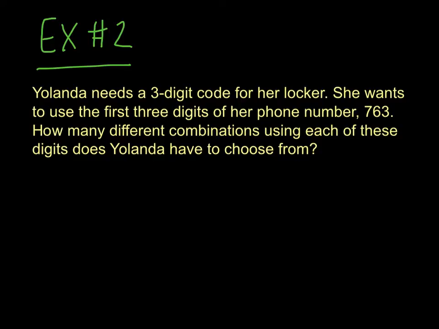Example 2. Yolanda needs a 3-digit code for her locker. She wants to use the first 3 digits of her phone number, 763. How many different combinations using each of these digits does Yolanda have to choose from? So let's go ahead and make a list. So we have our number, which is 763. So it could start with a 7, it could start with a 6, or it could start with a 3.